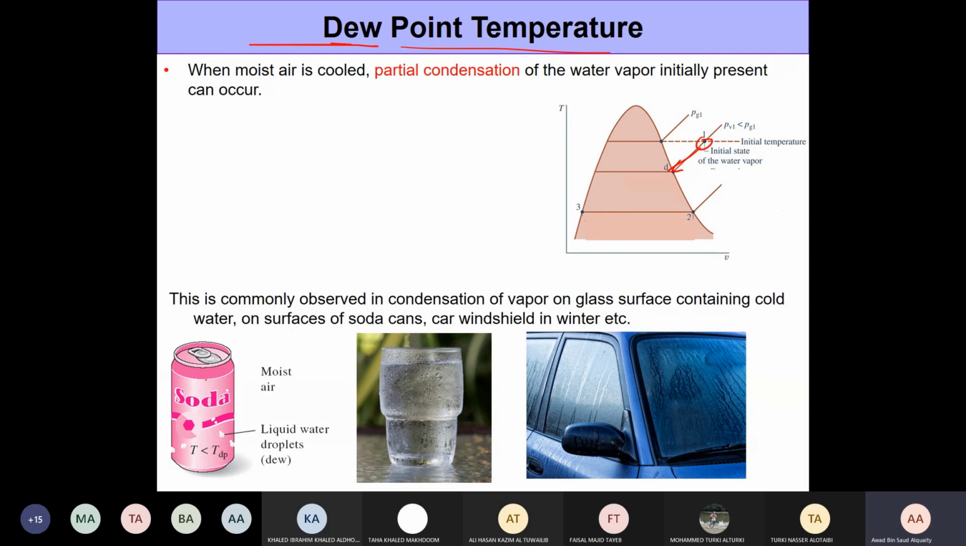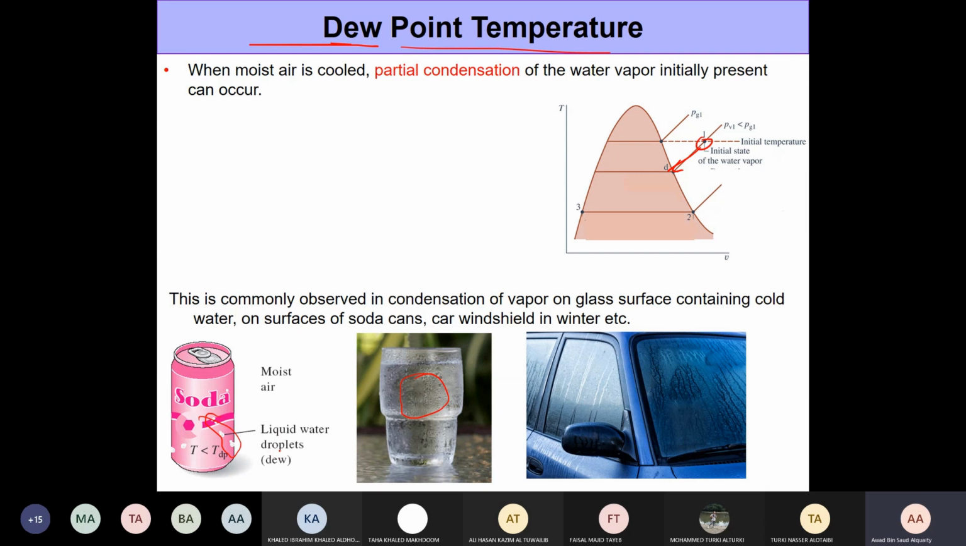So the easiest way to cool the air is to bring it in contact with a cool surface. If you think about the cold water bottle that you take out from your fridge, or the cold can of Pepsi, Cola, whatever, you always see small water droplets start to form on the surface, right? Like the ones shown here, or like the ones shown in this picture.